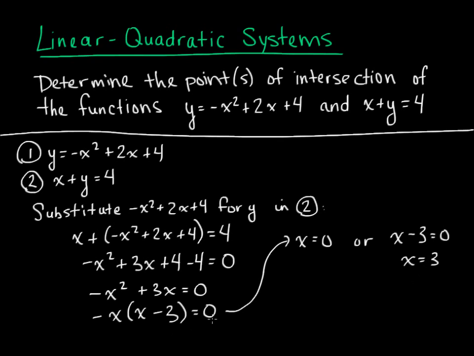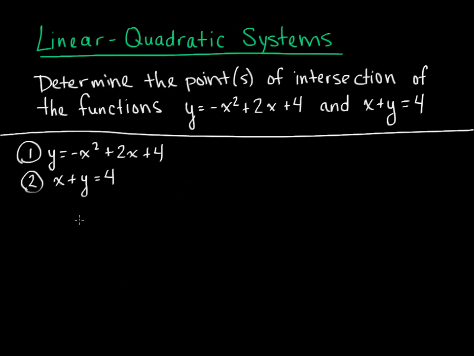Okay. So there will be 2 points of intersection to this particular linear quadratic system. The first point of intersection happens when x equals 0, and the second point of intersection happens when x equals 3. And so from here, we need to use each of these different x values in order to substitute into one of the equations to solve for the corresponding y values.